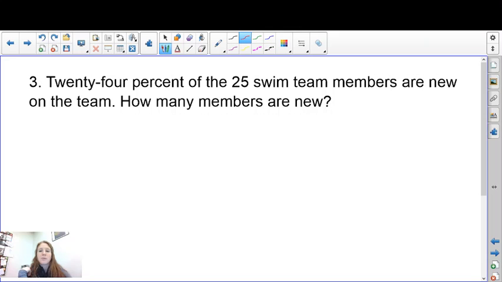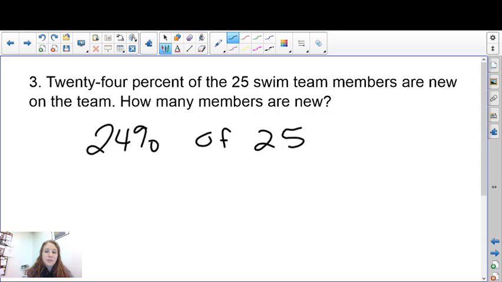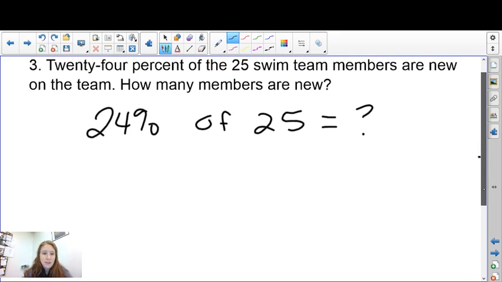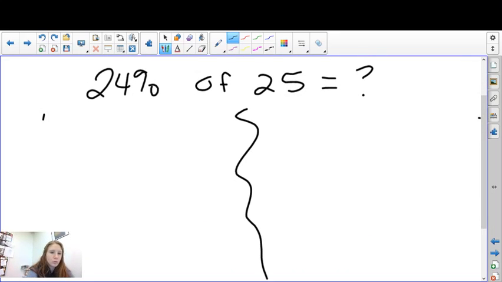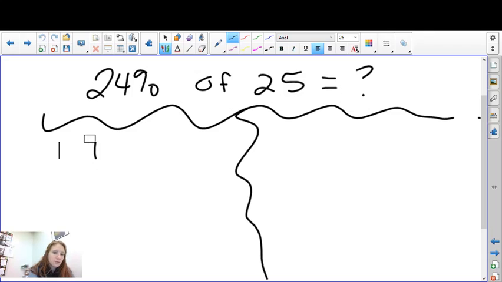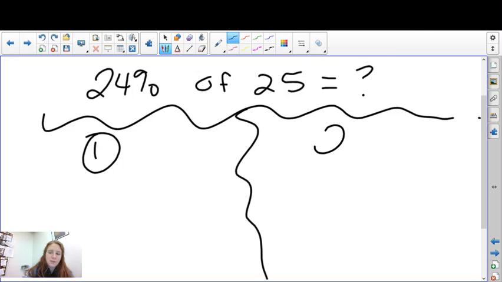24% of the 25 swim team members are new. How many members are new? So I know that 24% of 25, and we want to know what that percentage is. So all I did is kind of turn that into a mini sentence. I took that big sentence and made it smaller. So I'm wanting to find what percent. Now that I have a simplified version, here's method 1. Here's method 2.